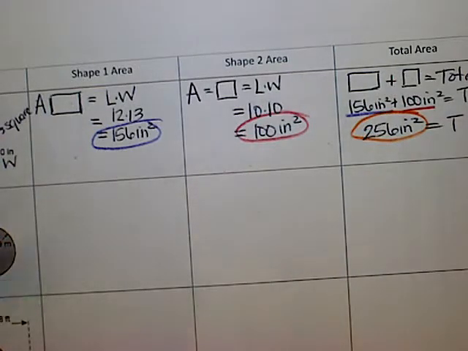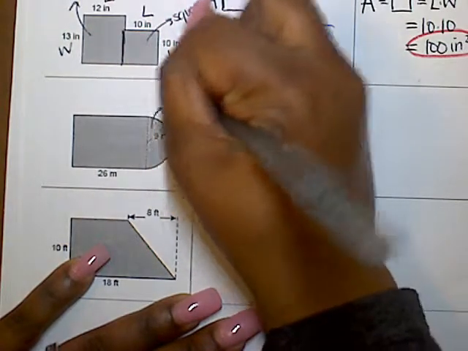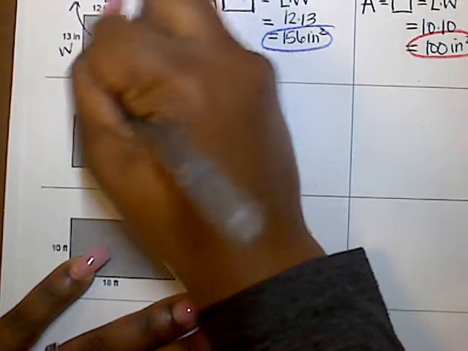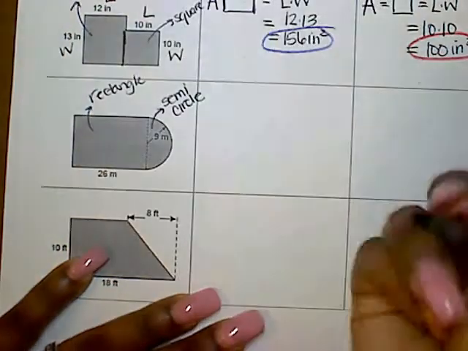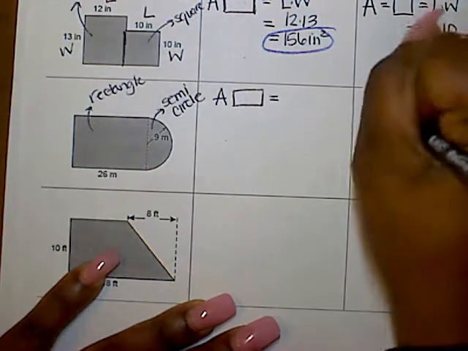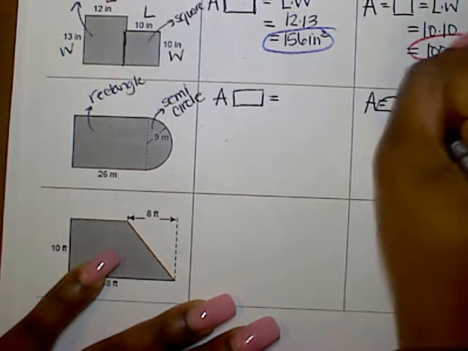Okay, hope we got that right. Let's check the next one. So you have a semicircle, you have a rectangle. So we have the area of a rectangle and the area of a semicircle.